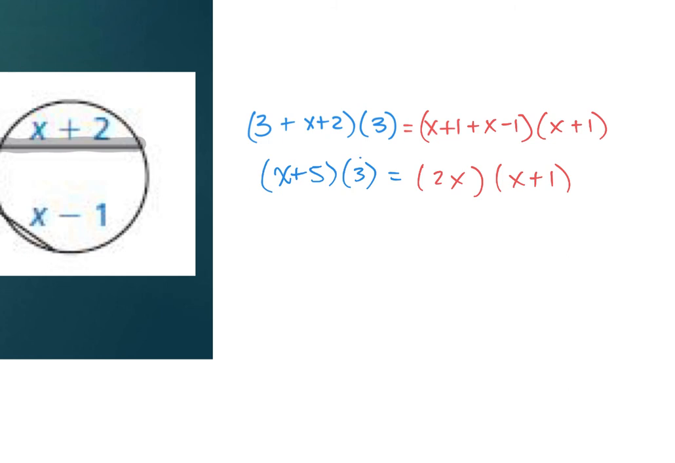So in this one, we're going to get 3 times x, 3 times 5, 3x plus 15 equals 2x times x, which will give me 2x squared, and then plus 2x.